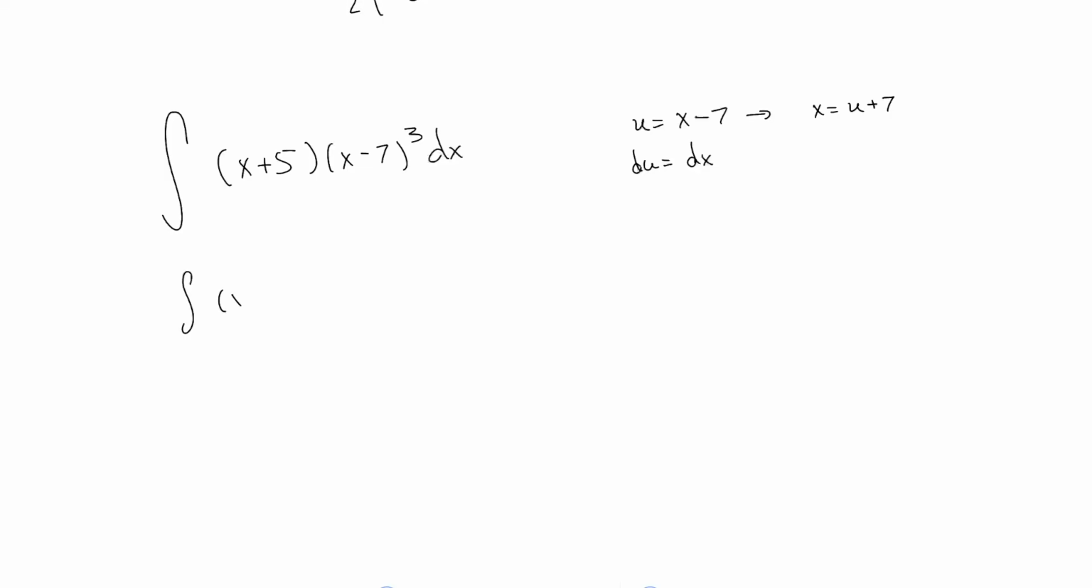So I, first of all, put in u cubed du, right? That's because x minus 7 just is u. So I replaced it with u. And dx is du, so I plug that in. What do I do with x plus 5? That's where I use this part where I solved for x. So this x here becomes u plus 7. So this is like u plus 7 plus 5 in there, and then u cubed du.